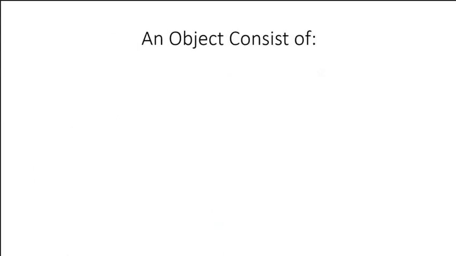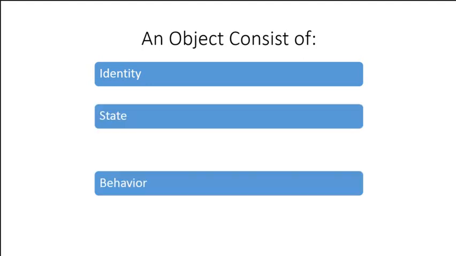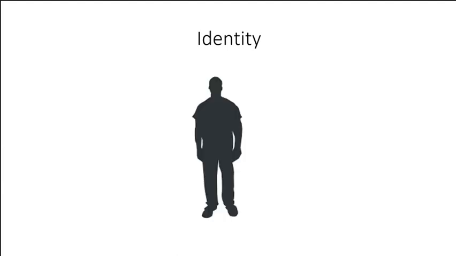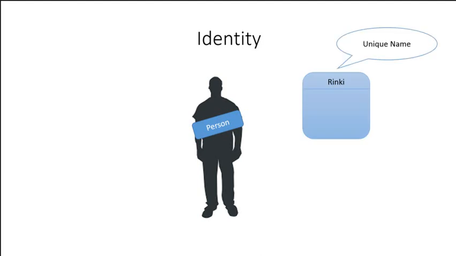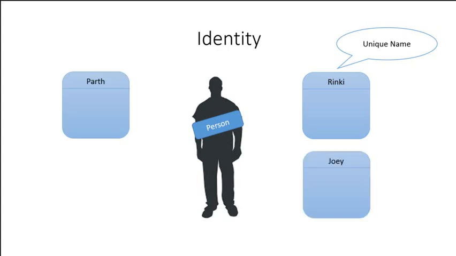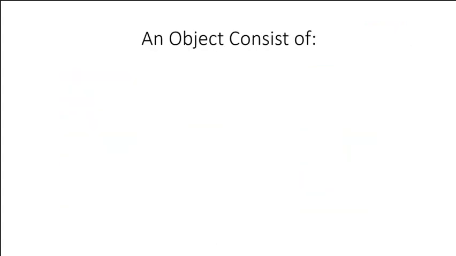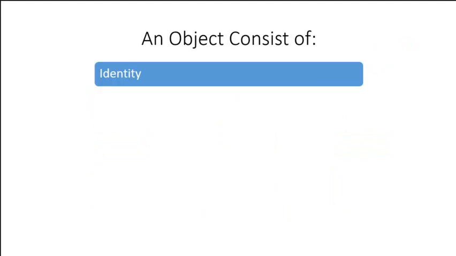So let's start with the basics of an object. It consists of identity, state, and behavior. So let's understand each one of them in detail. First one, identity. Let's take an example to understand it. Suppose there is a class called person. It can have many objects and we can give a unique name to every object like Rinki, Parth, Javed, and Joey. So, a unique name will become the identity of the object.